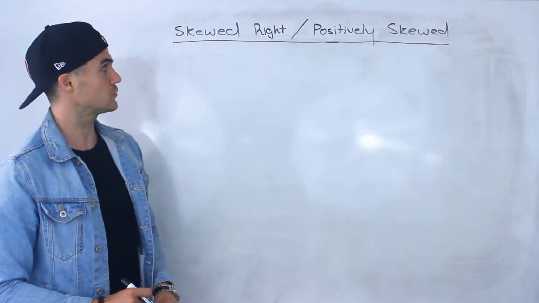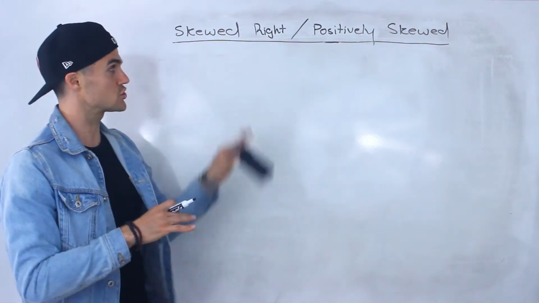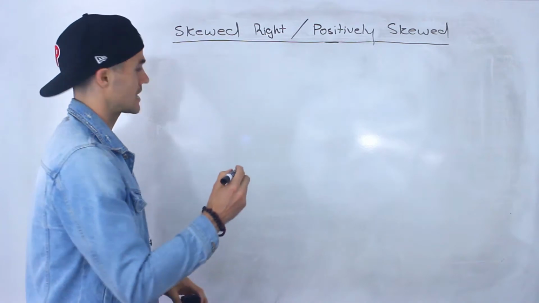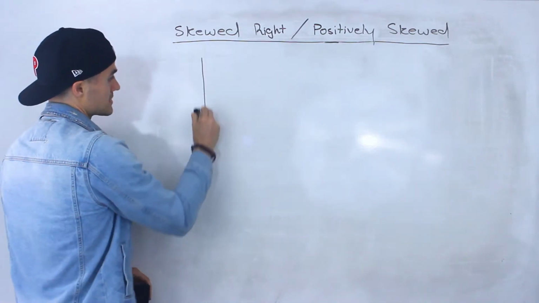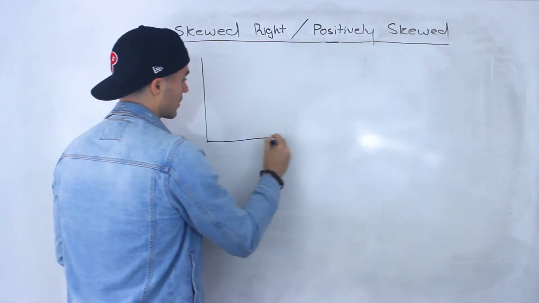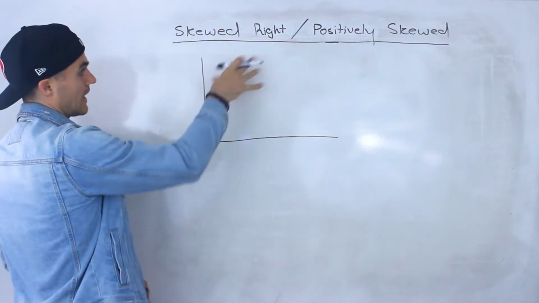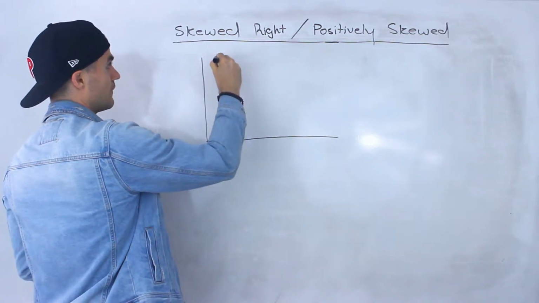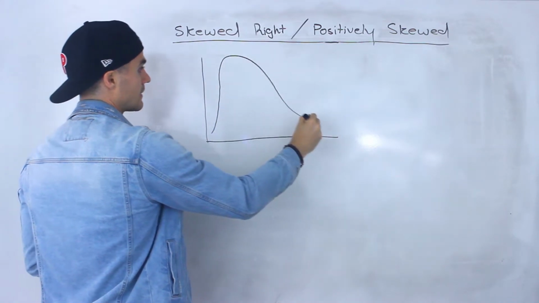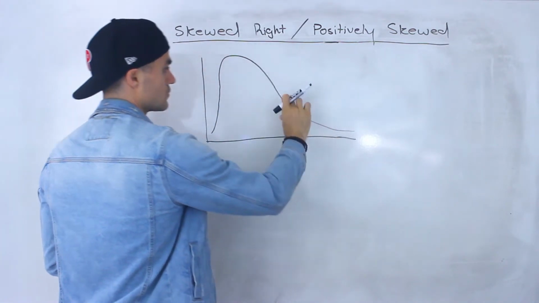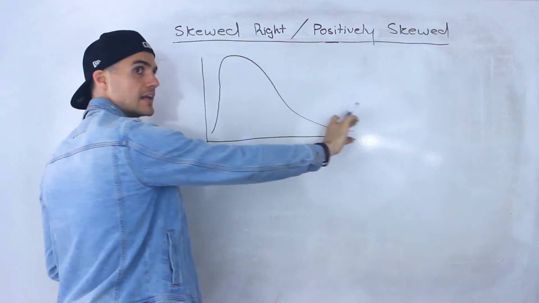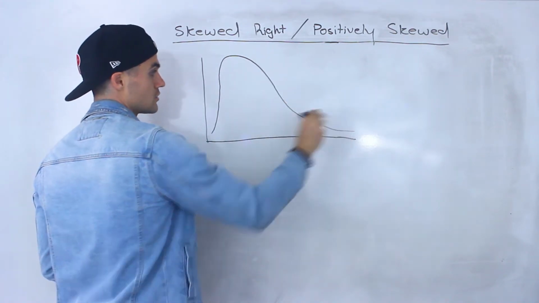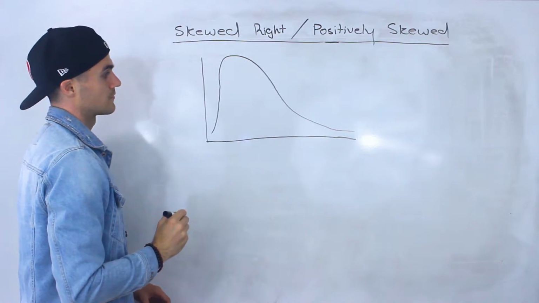The next case we'll deal with is if a distribution is skewed to the right or positively skewed. Both of them mean the same thing. And again, starting with a density curve, the way this kind of distribution would look is if we have a peak on this left side here and then that tail extends out to the right. Remember, the tail extending out, that's where it's going to be skewed. So notice that it's skewed right here.